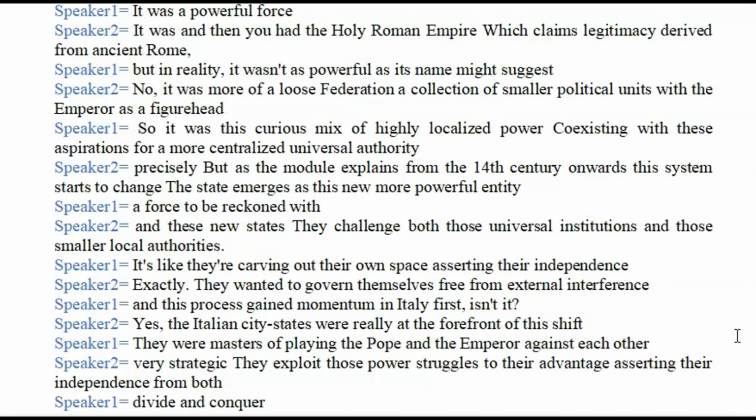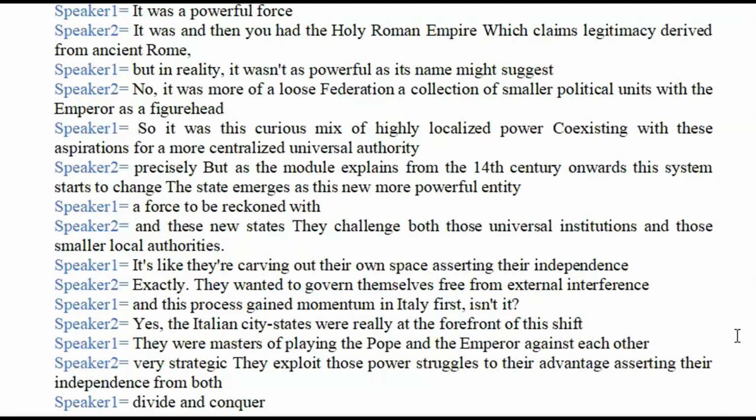Yeah, a force to be reckoned with. And these new states challenge both those universal institutions and those smaller local authorities. It's like they're carving out their own space, asserting their independence. Exactly. They wanted to govern themselves free from external interference. And this process gained momentum in Italy first, didn't it? Yes, the Italian city-states were really at the forefront of this shift.